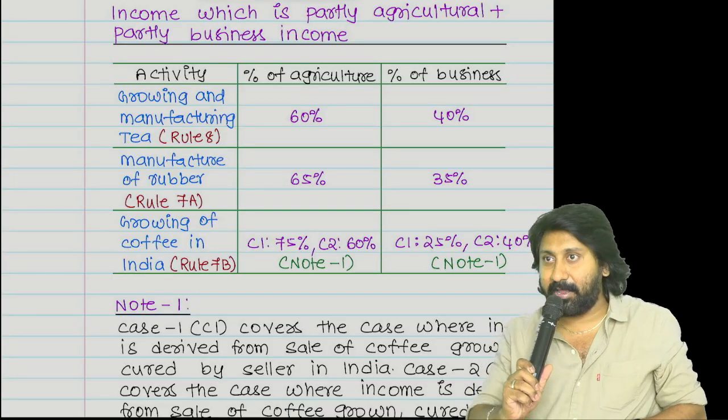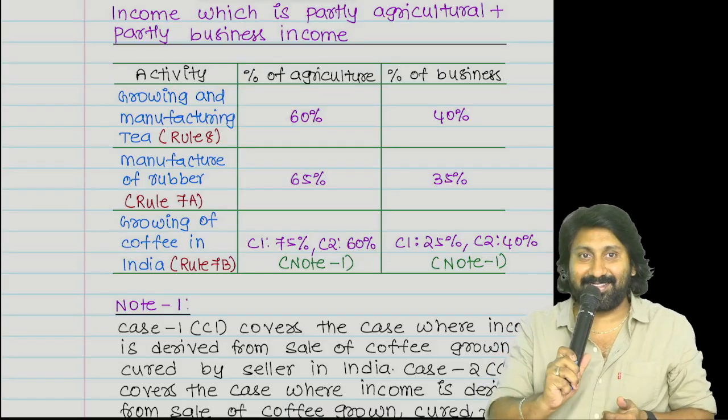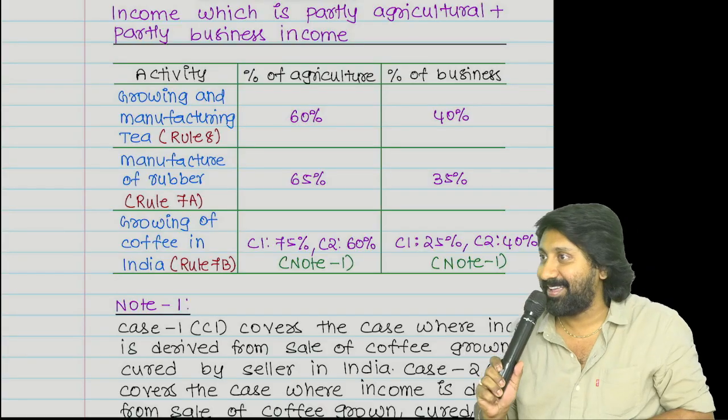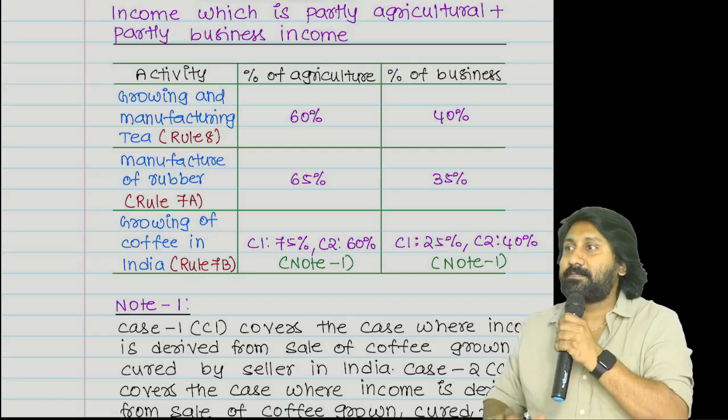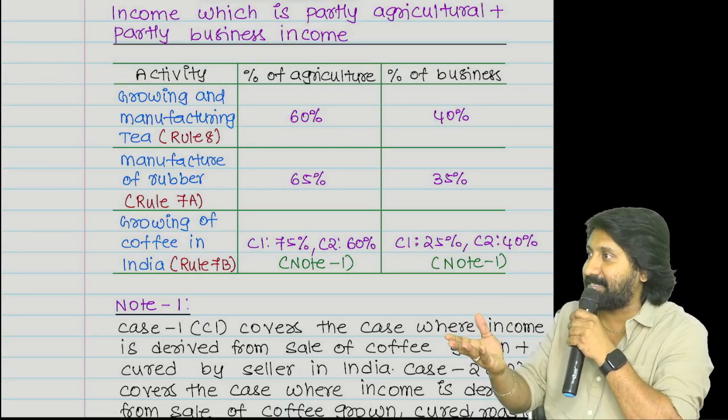This is agriculture income. Did you understand the point or not? Agriculture income. So now answer. Hey, listen, I am telling seriously.